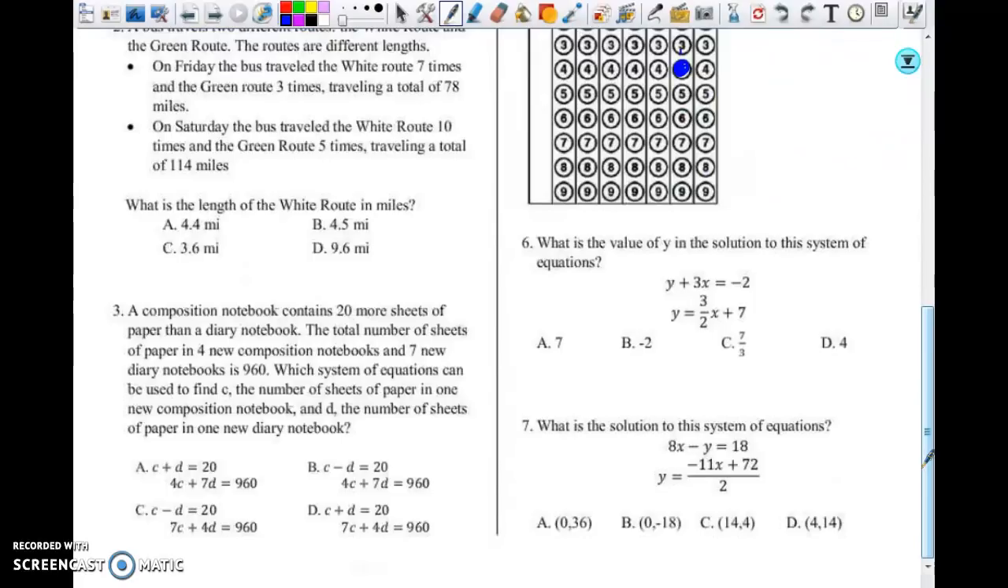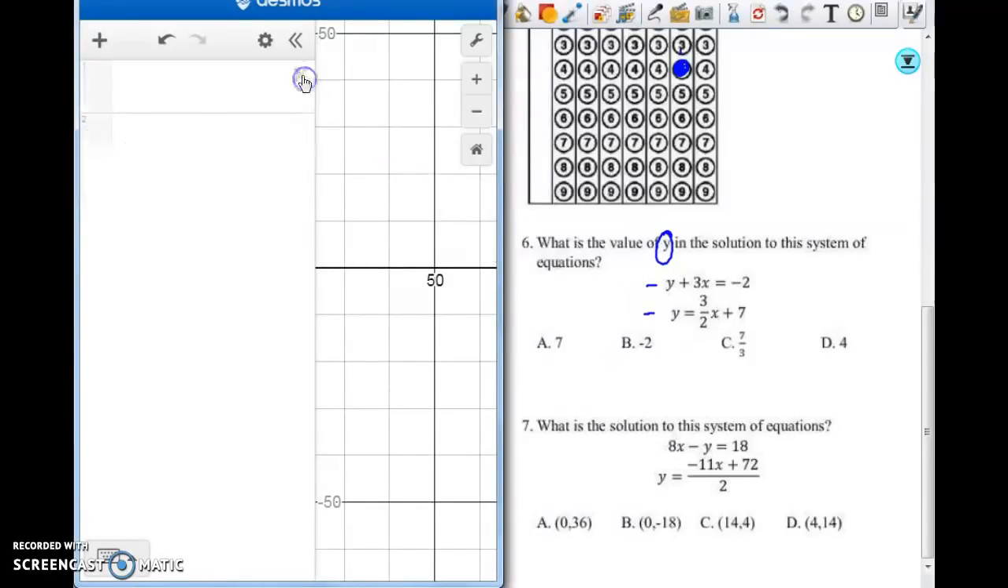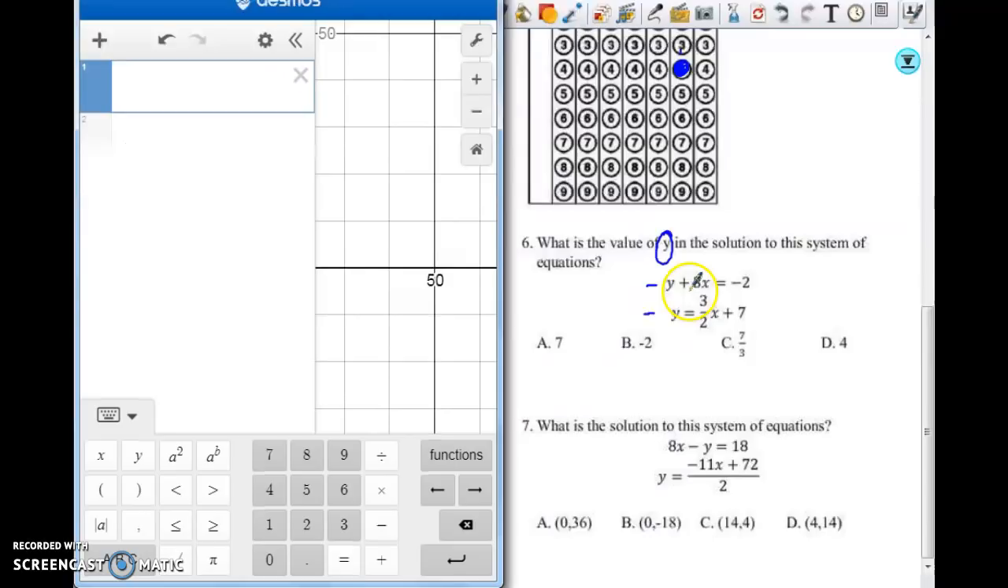Okay. For number 6 and 7, these are the easy ones. I'm just going to help you set them up because I see that they're fractions. So for this one, we want to know what is the value of y in the solution. So again, these are easy. All you got to do is put them in Desmos. So the first one is y plus 3x equals negative 2.